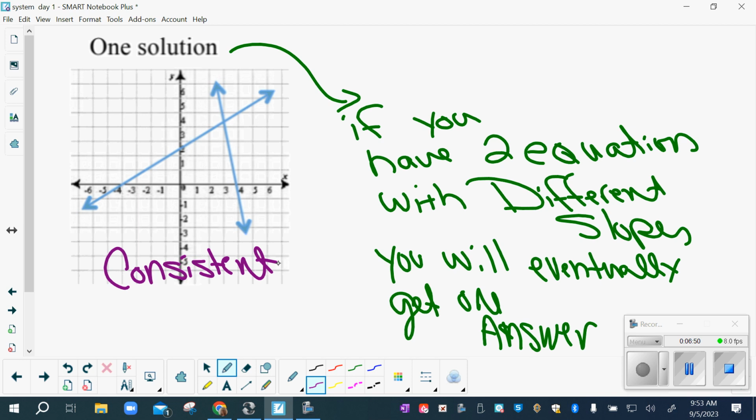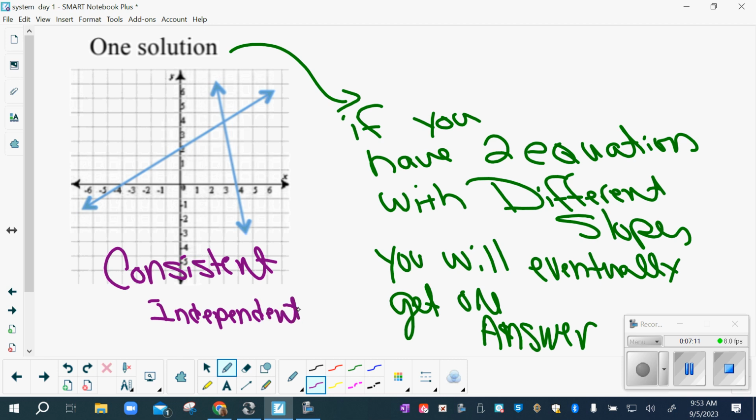They are consistent. That means they're going to give you an answer, some type of answer. And because they have different slopes, they are also not the same line. I got one line this way, I got one line this way. They are also called independent. They are independent of each other. They're not dependent. They are not the same line.